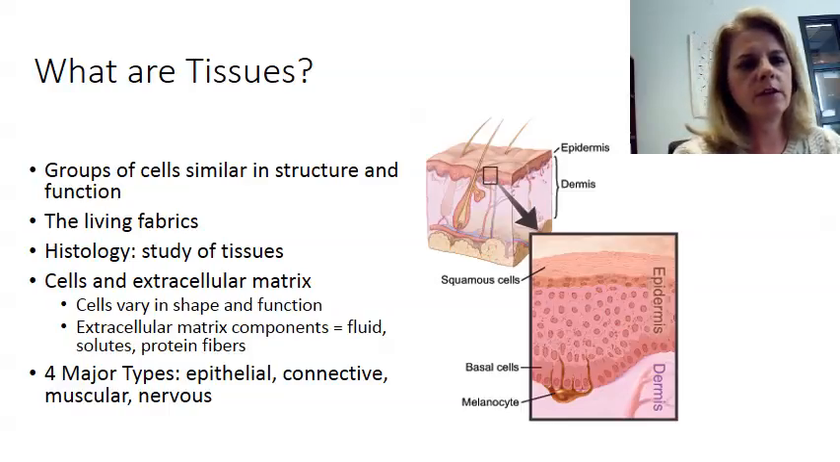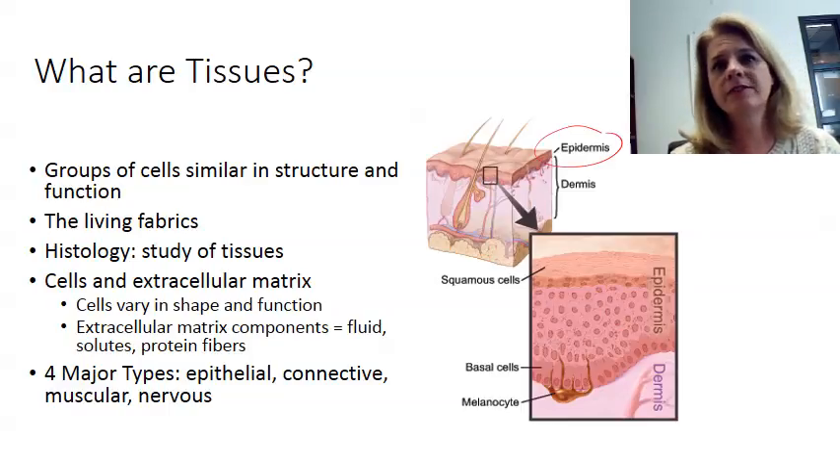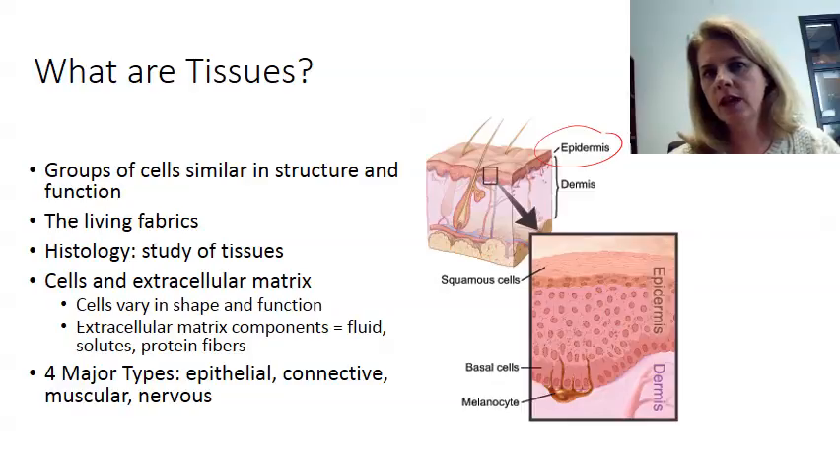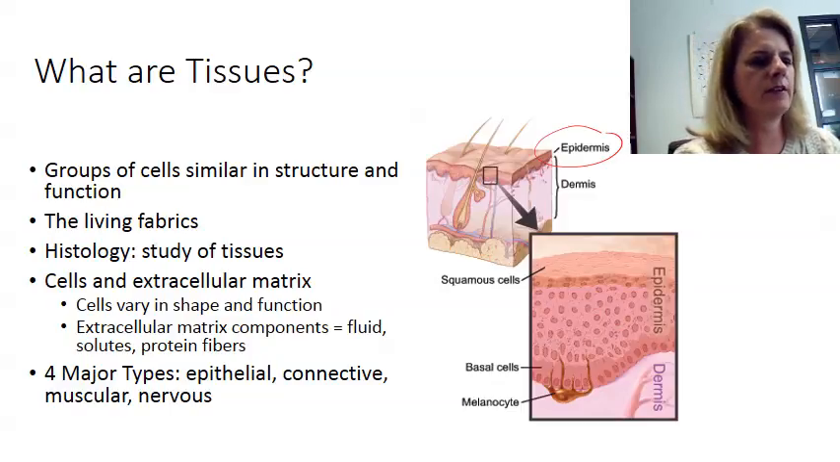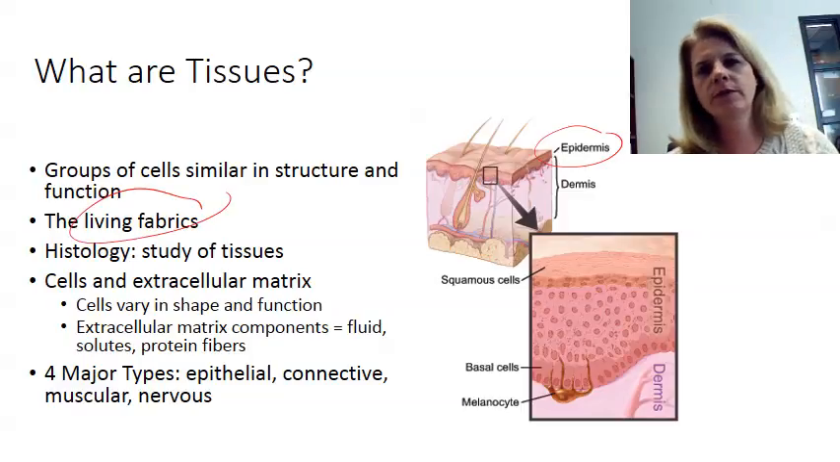So, for example, in your skin, you have a bunch of skin cells. They have a similar shape, a similar structure, and they are connected together. They work together to make your outside covering. Okay, so a tissue is simply a living fabric. It's a group of cells that work together for a common function. Blood would be an example of a tissue.